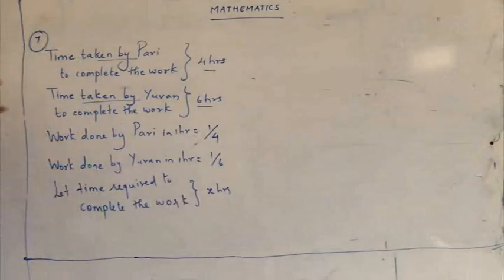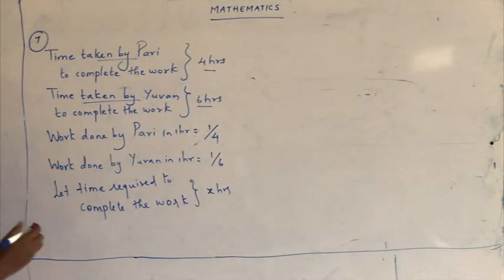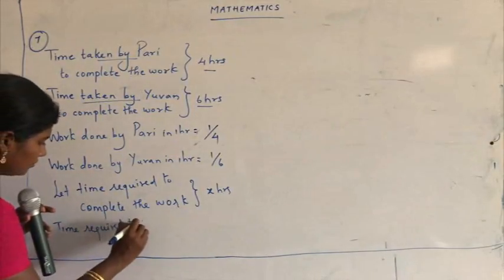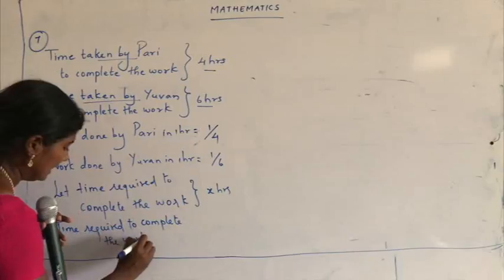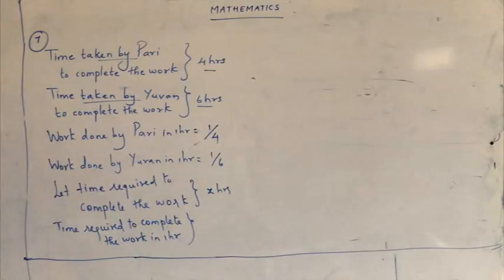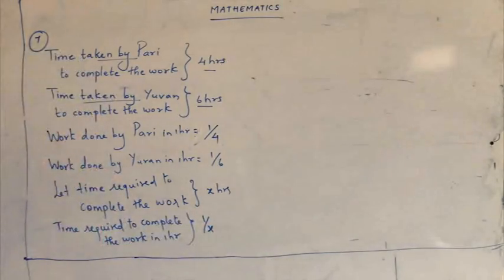Now, for time taken we have converted to 1 hour. The same thing we are going to write in terms of 1 hour. So the time required to complete the work in 1 hour: Pari takes 4 hours, so work done by Pari in 1 hour is 1 by 4. Similarly, time required to complete the work is x hours, so work done in 1 hour is 1 by x. The statement is very clear. You just follow the statement and complete the work.